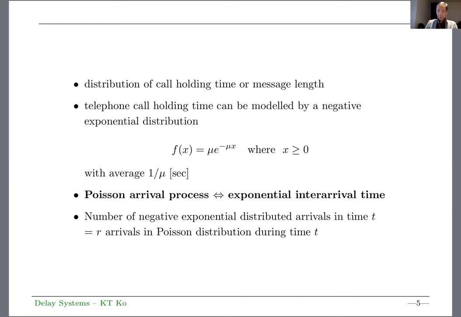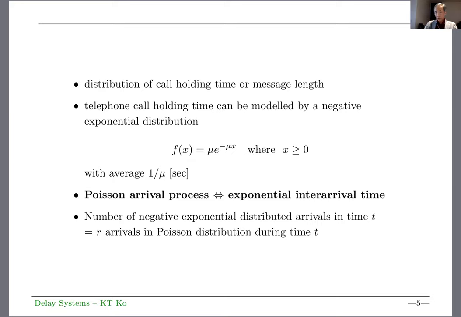There's another story to tell. Remember what I told you about the Poisson arrival process? There's an inter-arrival time. If it's a Poisson arrival process, it will give rise to a negative exponential inter-arrival time. The reverse is also true. So if you have a negative exponential inter-arrival time, it must be a Poisson process. Okay, and this tells you more details on how to understand the idea. So let's move a little bit forward.